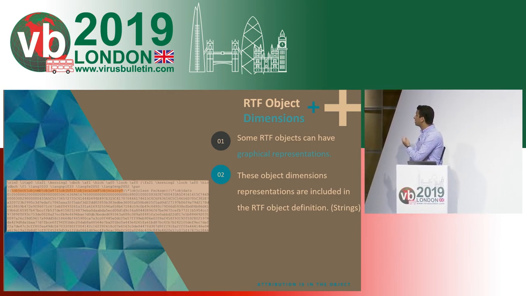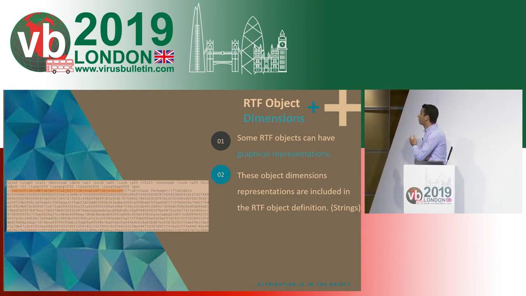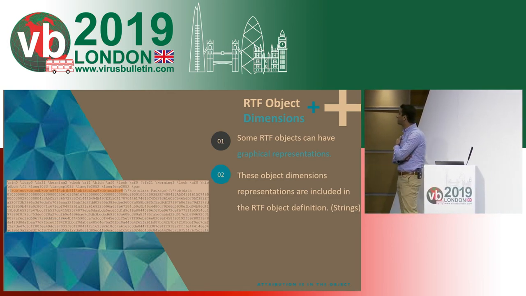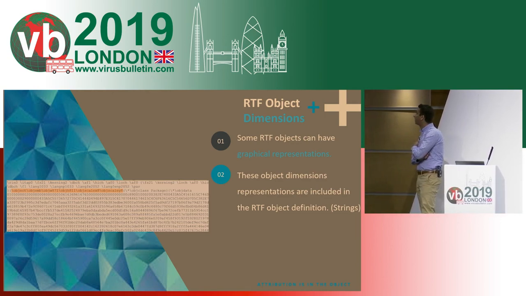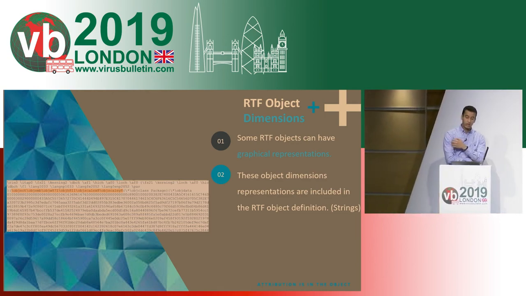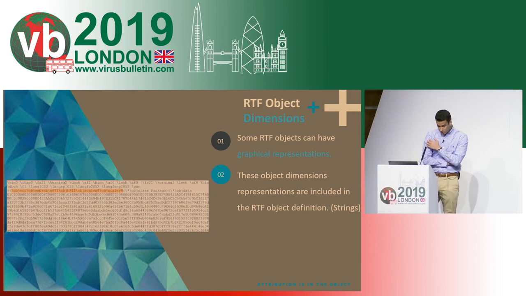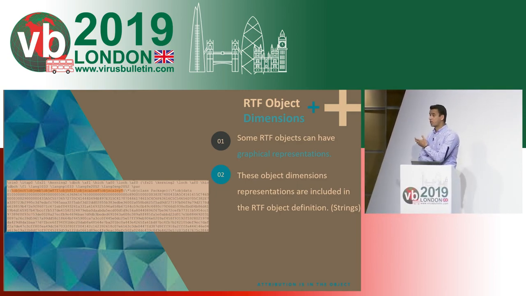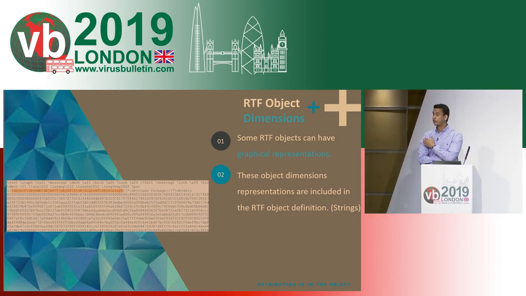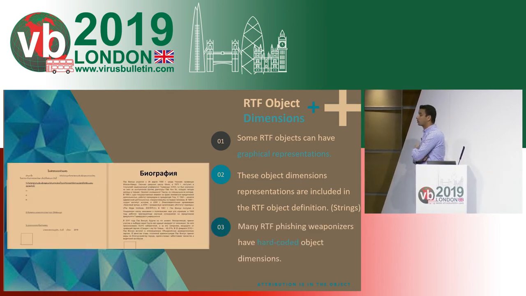That's how object dimensions look inside an RTF file. So again, we have an object definition in here, and then we can see that in the object header, we have defined an object width 811, an object height 310, and that's the dimension of the object. And again, this is usually very unique. And this is how it looks inside the file.